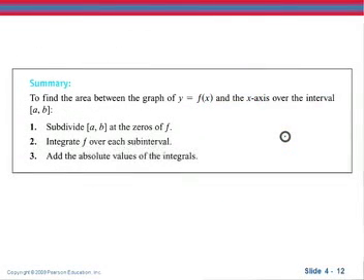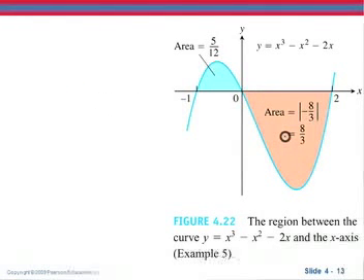Now, when we want to find the area between a graph and the x-axis over some interval, we need to subdivide that at the zeros of f. So we've got to make sure that we are looking at that correctly. We're going to integrate f over each subinterval, and we're going to look at the absolute values. If they're positive, you're okay. But if any of the integrals are negative, you're going to have to add there.